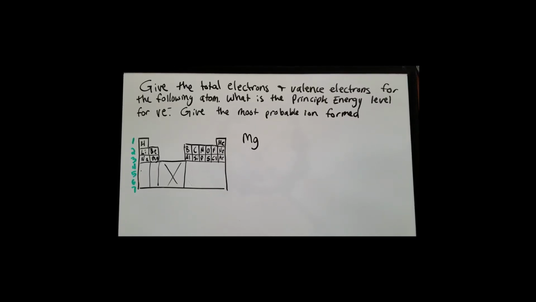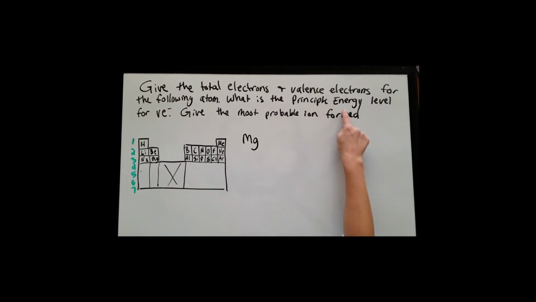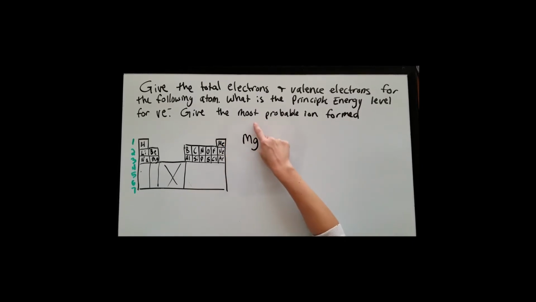In this example, we're going to be looking at a magnesium atom. So we're going to figure out how many total electrons are in a magnesium atom, how many valence electrons. We'll look at what principal energy level those valence electrons are in. And then last but not least, we will give the most probable ion that is formed for this atom.